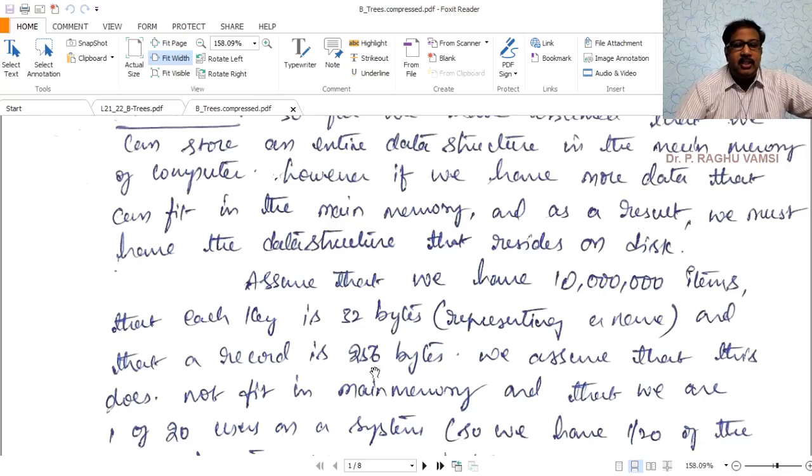and that a record is 256 bytes. A record is like a structure. We are talking about only the element, but the structure also has some size. If you write a struct node having integer data, struct node star left and struct node star right, like that, and you calculate the size of the entire node, that will be different. So the key size is 32 bytes, but the entire record size is 256 bytes.